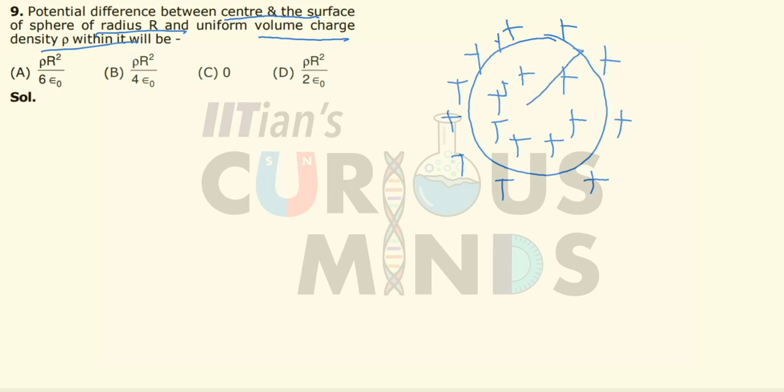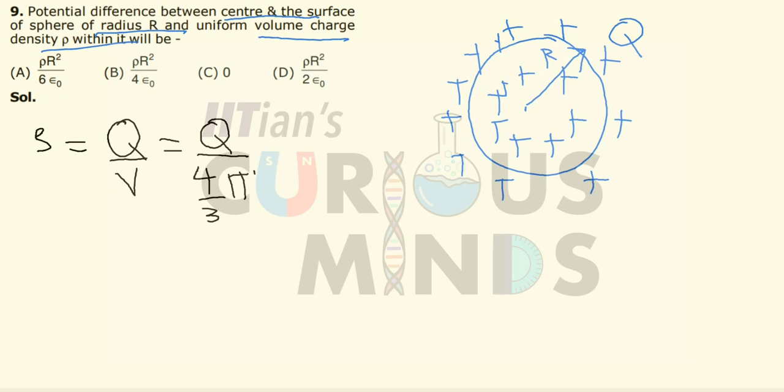The radius of the sphere is equal to capital R, the charge over here is equal to capital Q. So basically we have to find out the potential difference between the center and the surface. Now before we start with the potential difference, let us first find the volume charge density. Volume charge density is equal to total charge divided by total volume, which is equal to total charge, let it be equal to Q, divided by total volume, it will be equal to 4 by 3 pi R cube.